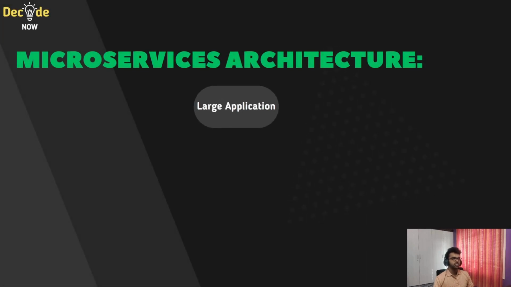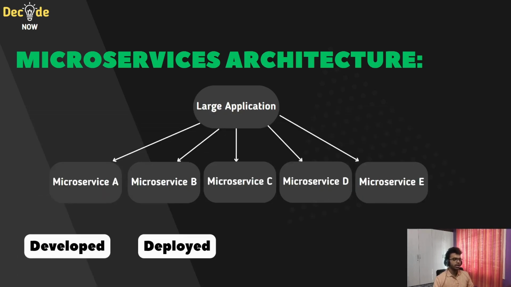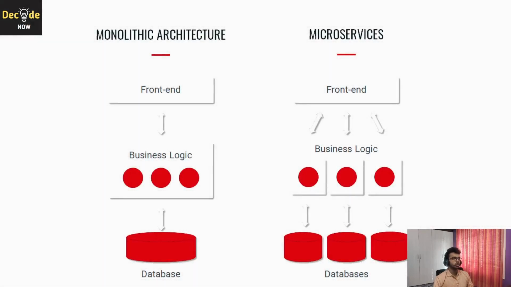This is an architectural style where a large application is broken down into smaller independent services called microservices. Each microservice focuses on a specific business capability and can be developed, deployed, and scaled independently. These microservices communicate with each other through well-defined APIs, forming the backbone of the overall application. So let's have a comparison between monolithic architecture and microservices.